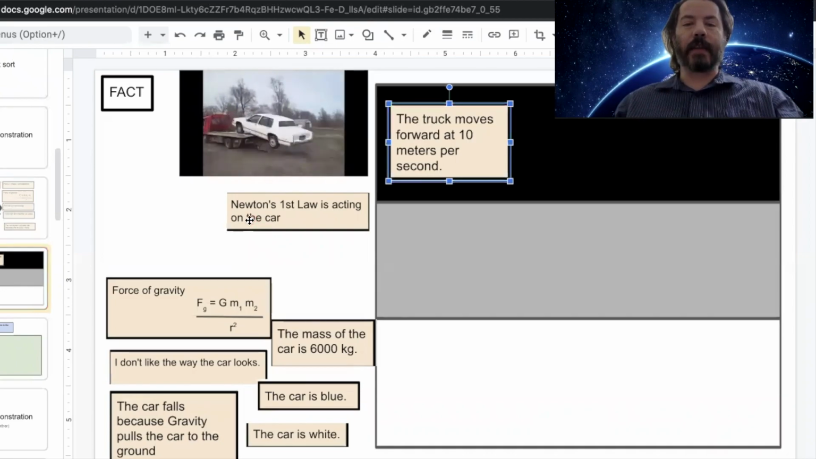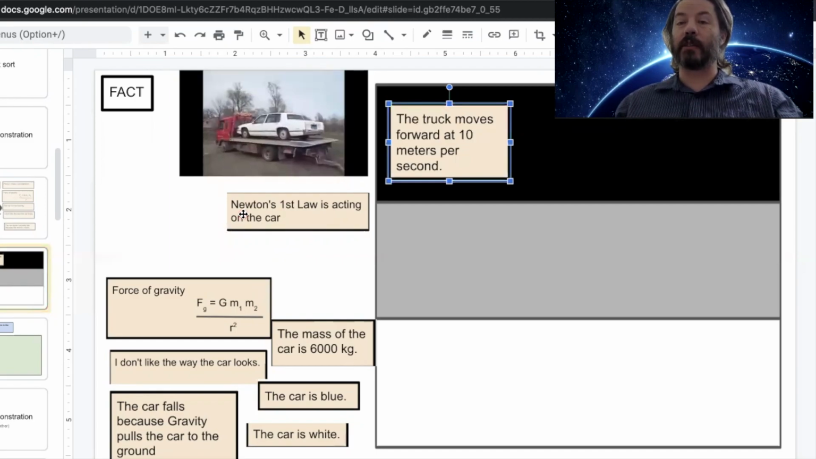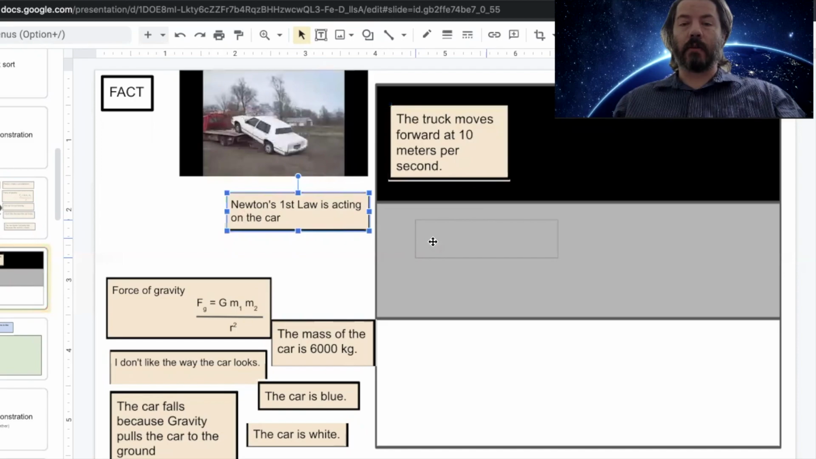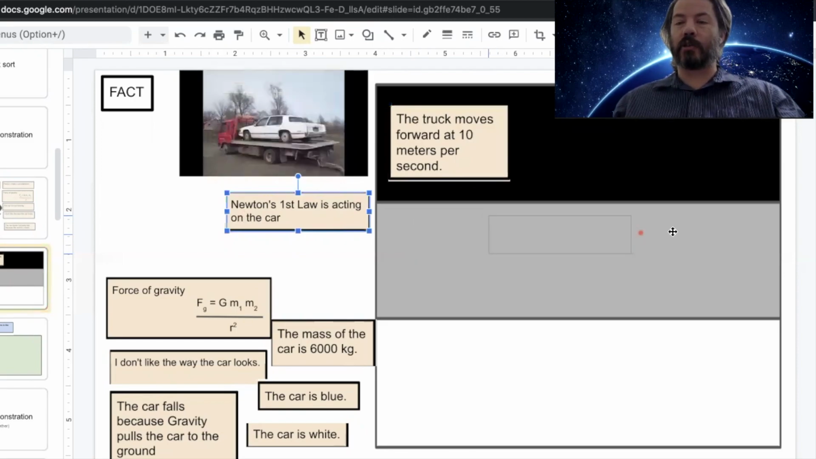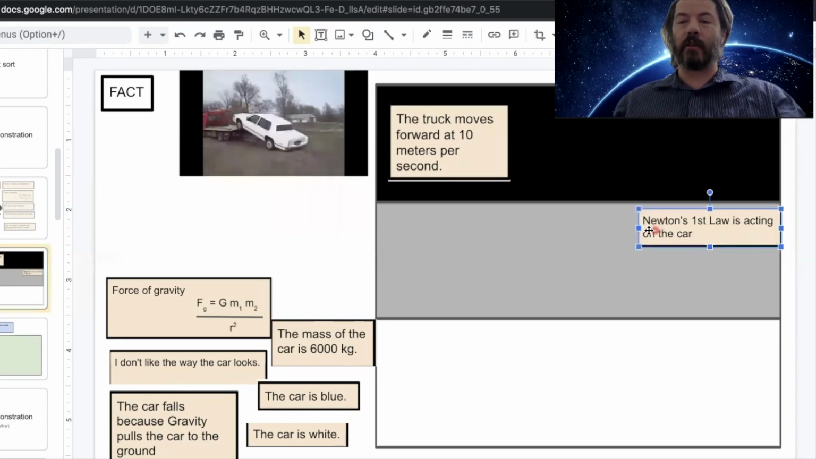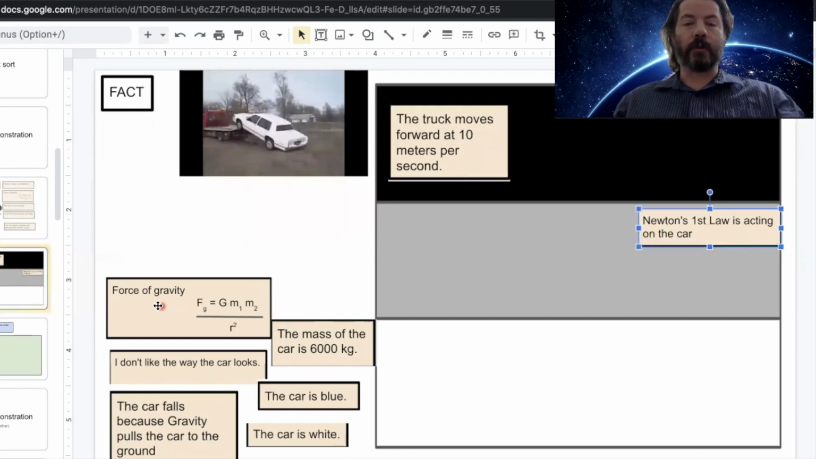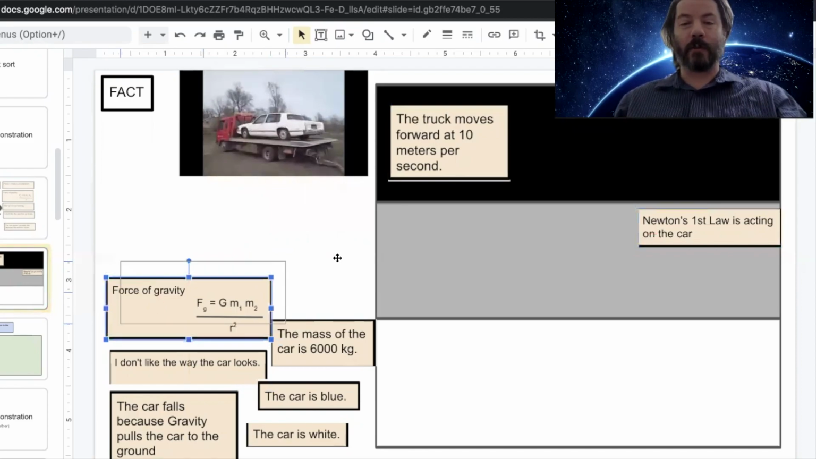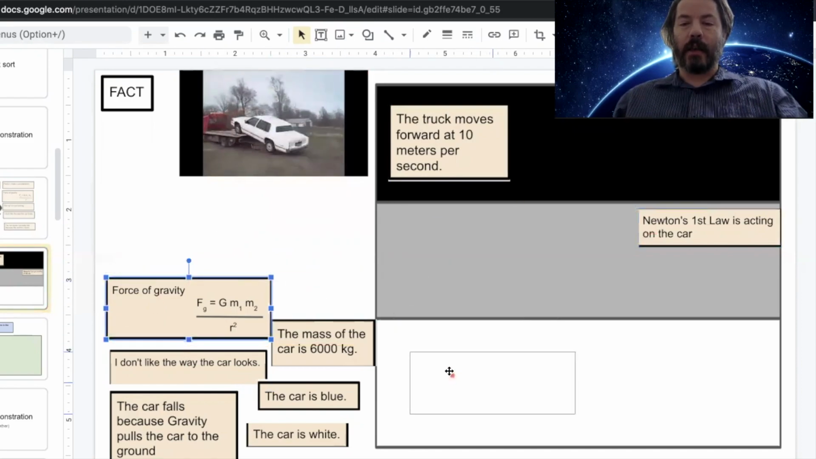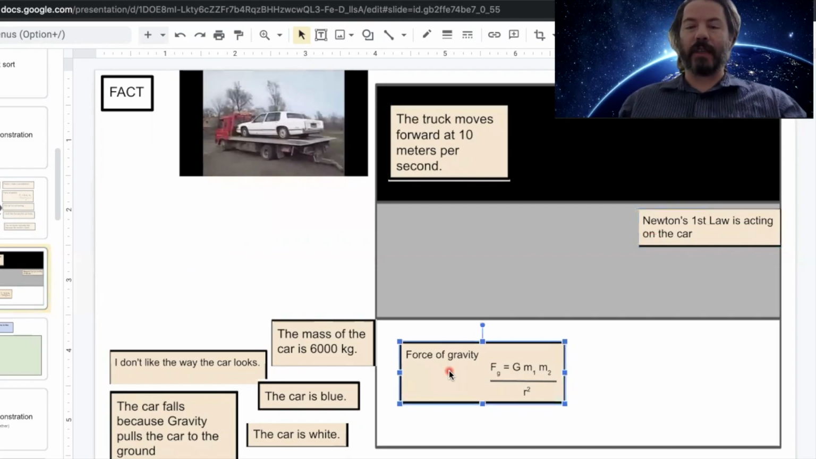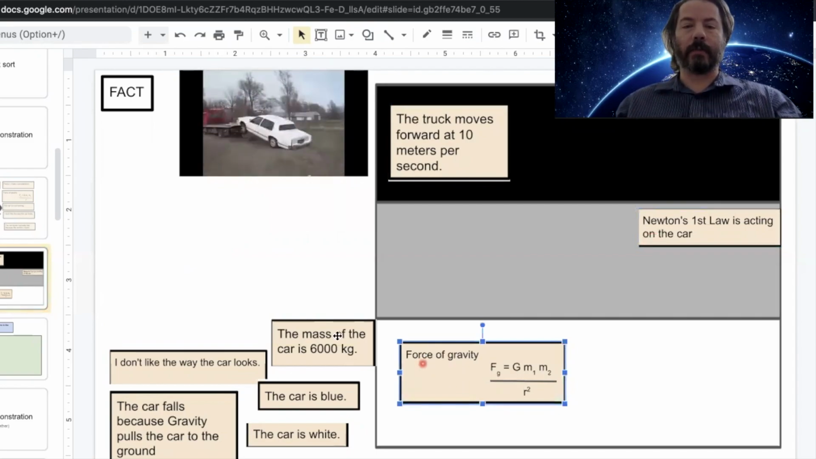Newton's first law is acting on the car. So that may be true, but that sounds like an explanation of what is happening and not an observation of what is happening. So honestly, I'm kind of not sure at the moment, so I'm going to put that right here for now, and I might move it down here in a minute as we go through this. Force of gravity, I've already said it was a law, so it is a law. It is not a fact in the pure sense of the definition, so I'm going to put it down here.